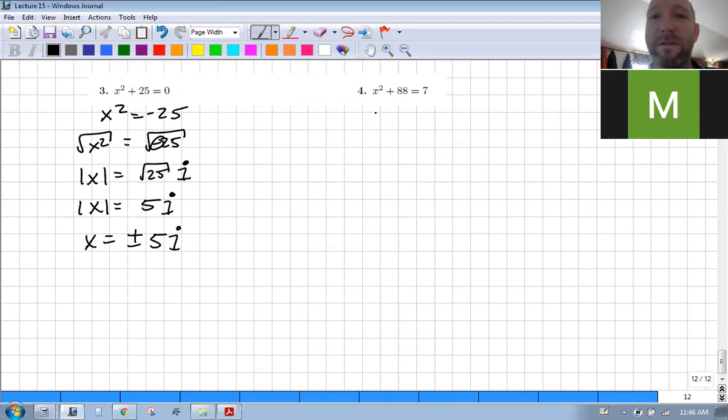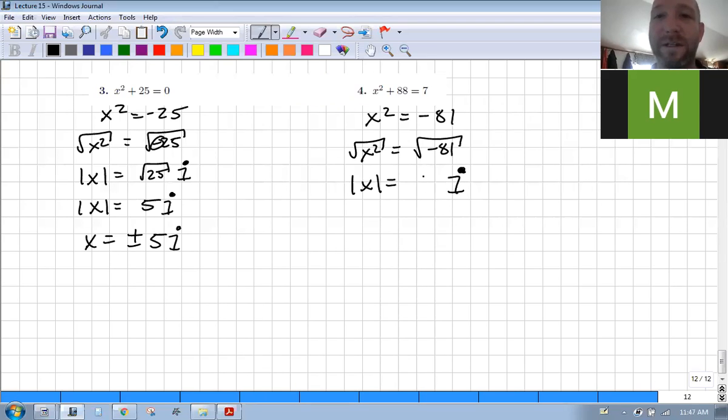Let's see this one. Let's subtract 81 from both sides. So we have negative 81. Square root. That minus is going to give us an i. Square root of 81 is 9. So x is plus or minus 9i. Don't want to forget that i. That's critical.